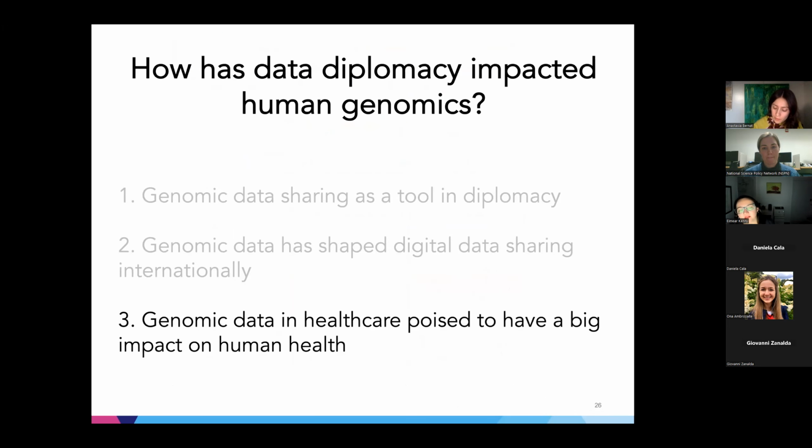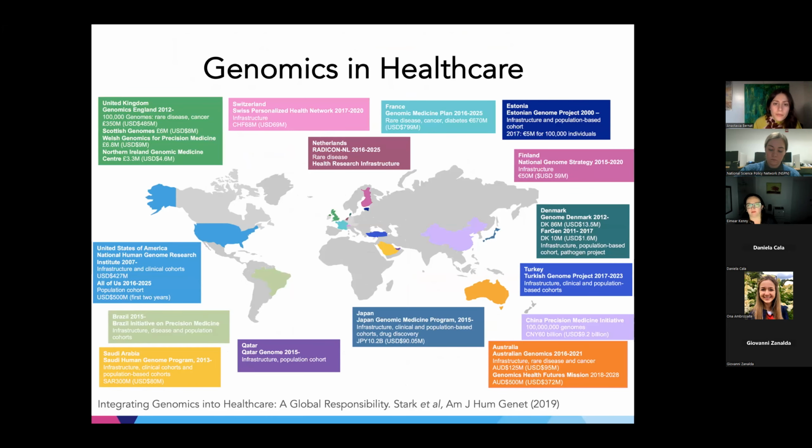And so next I'm going to talk a little bit, pointing to the future, about how genomic data in healthcare systems, I think, is poised to have an even bigger impact on data diplomacy beyond what we've already seen with these large international efforts for sharing research data. So here's a review that came out a couple of years ago, led by Stark et al., and it was Ewan Birney and Kathryn North. And it really looked at the rise of genomic data in healthcare.